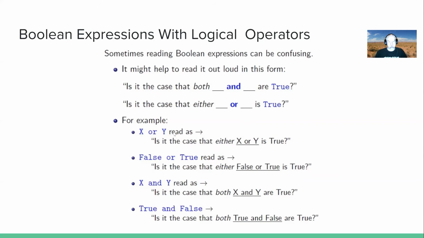For example, X or Y reads as, is it the case that either X or Y is true? As long as X or Y is true, this will evaluate as true. False or true: is it the case that either false or true is true? One of these is true, so it would evaluate as true. Is it the case that both X and Y are true? Both of these would have to be true for this to evaluate as true. And is it the case that both true and false are true? That is obviously false because one of these is not true. So this is false, right?